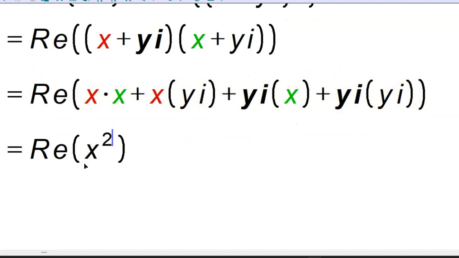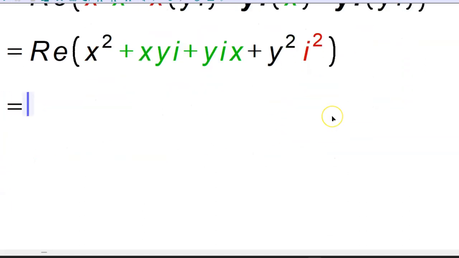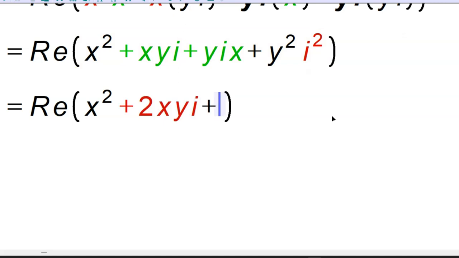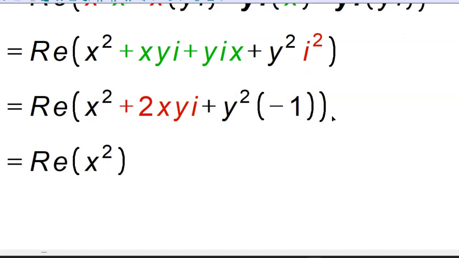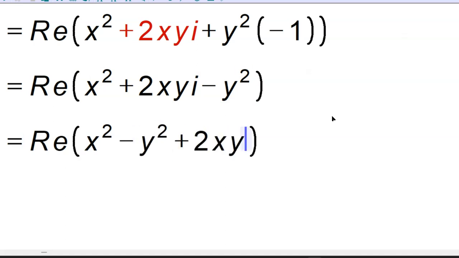Then you have the following after that. The real part, and you work out: x squared plus xyi plus yix if you like, plus y squared times i squared. Then we continue here, and from here we have the real part of x squared. Then you double the two green ones, so 2xyi. Right here, there are two of them. Plus y squared times i squared, and i squared becomes -1 right here at the very end. So then you continue: the real part of x squared, plus 2xyi, minus y squared, and then you have the real part of x squared minus y squared plus 2xyi.